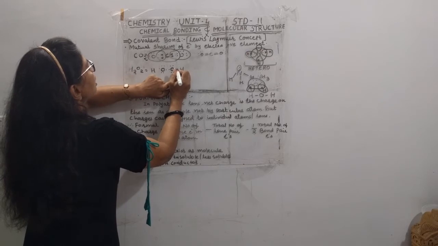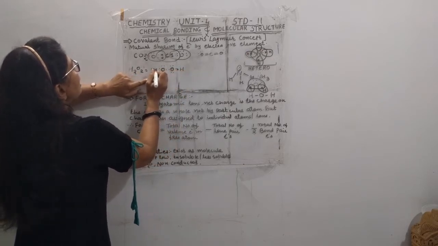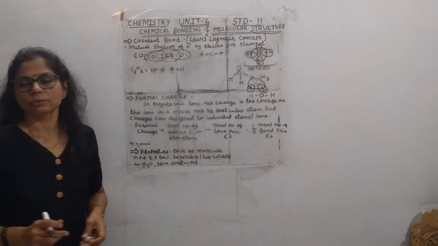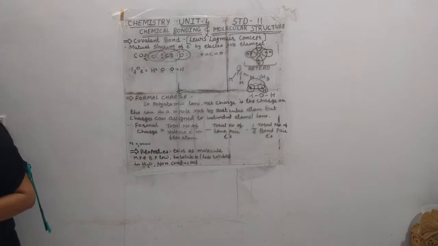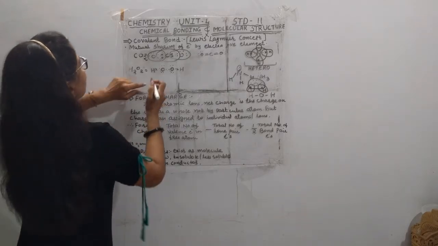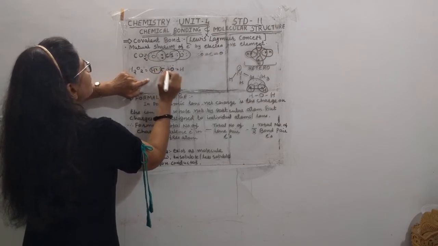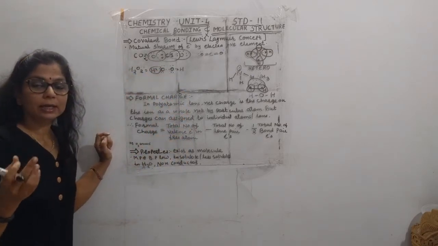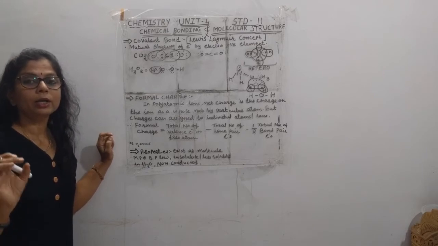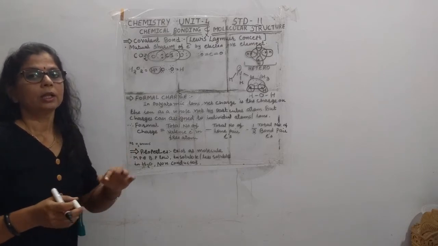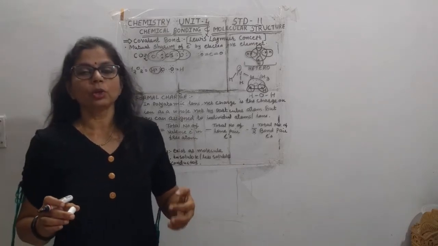And with hydrogen, one electron, student. This way you can show the number of electrons. Now hydrogen has completed its duplet. As I said in the previous video, hydrogen is not following the octet rule.